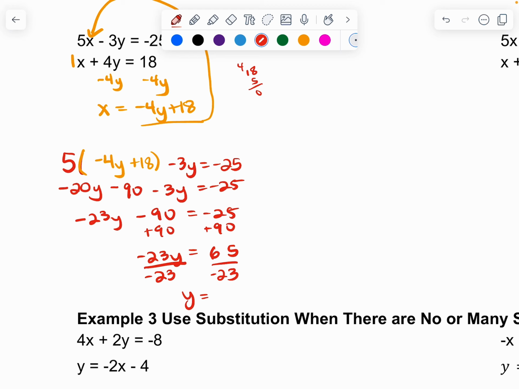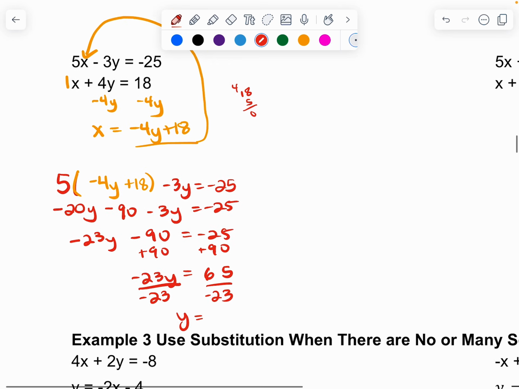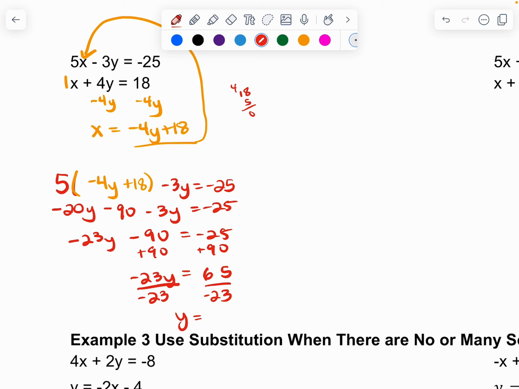Did I do something wrong on here? Where's my calculator? Make sure I subtracted 4y. I plug that in. 5 times 18, got 90. Oh, I see it. It's right here. That should have been a plus 90.